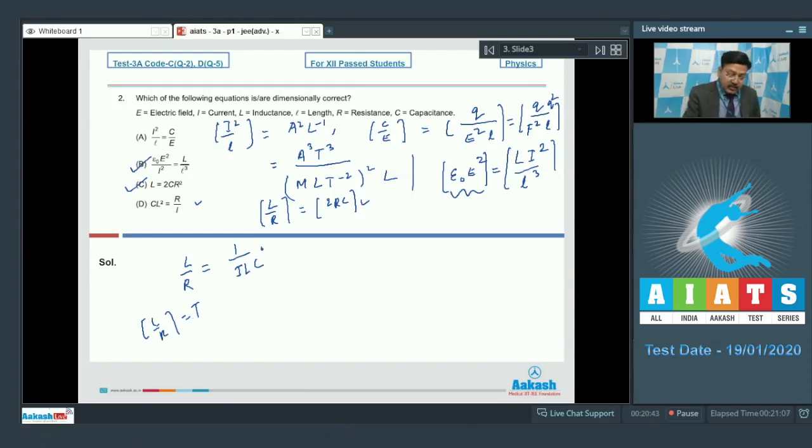Whereas this quantity will have dimensions of 1 upon ILC. We know that omega square is 1 by LC in LC oscillation. So this quantity 1 by LC has dimensions of T minus 2 and I of course has dimensions of A. So we can see that dimensionally this is not correct. Equation D is not correct. So that means for question 2 only options B and C are correct and the other two options are incorrect. Let's now go to the next question.